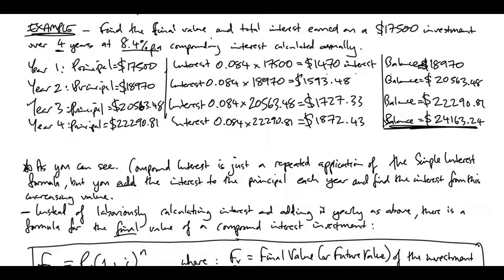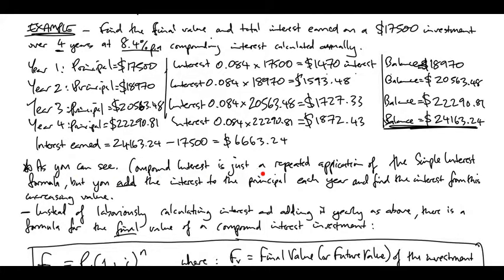So interest earned is going to be 24163.24 minus 17500. So total interest earned is going to be $6,663.24. Okay, so that is compound interest broken down step by step.